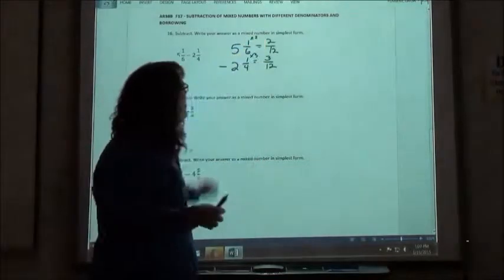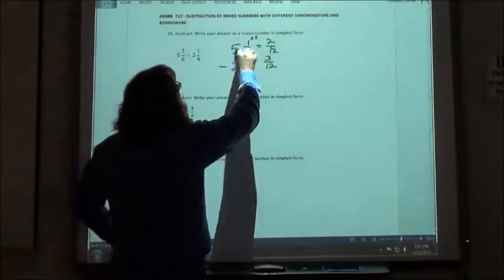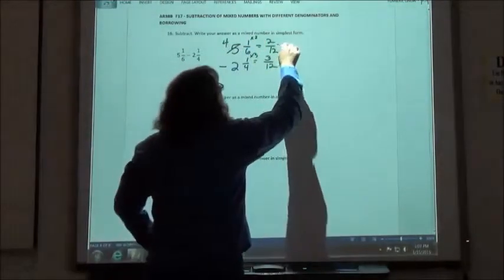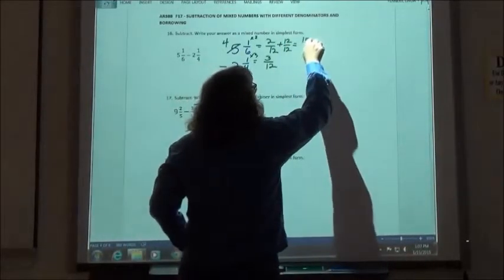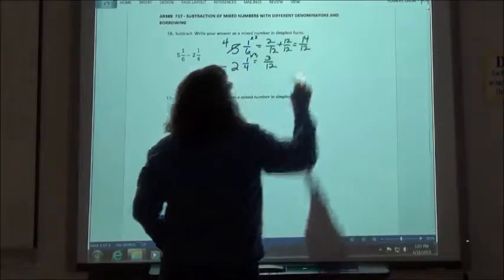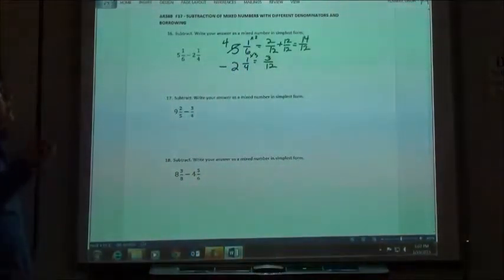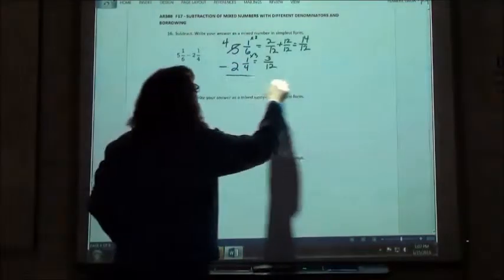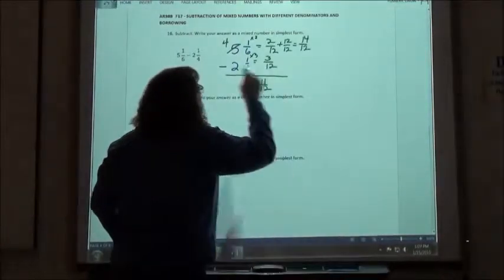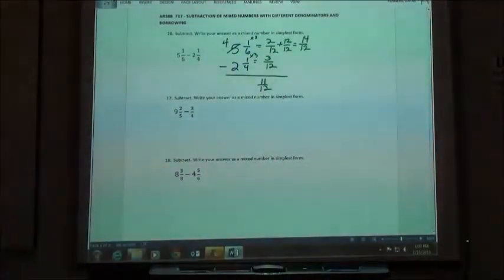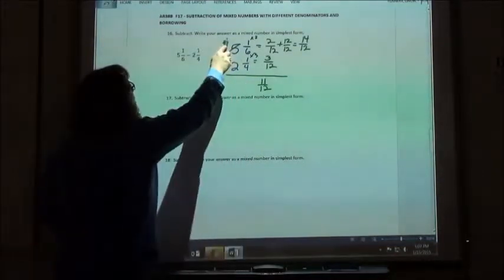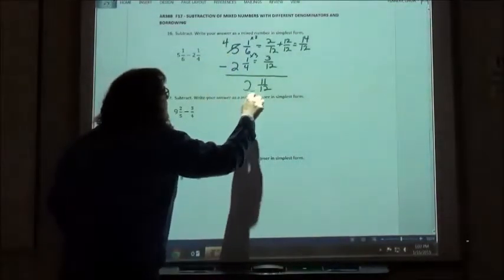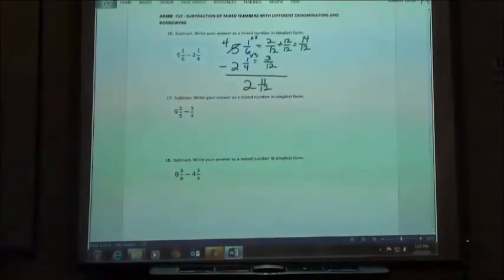But I can't take 3 away from 2, so I'm going to borrow 1 from the 5 and make it a 4 and add 12/12 to my 2/12. So I get 14/12. Now I can subtract. 14 minus 3 is 11/12. 11/12 I can't reduce down. I'm just going to leave that so I can do the subtraction on my whole number. 4 minus 2 is 2. So 2 and 11/12.